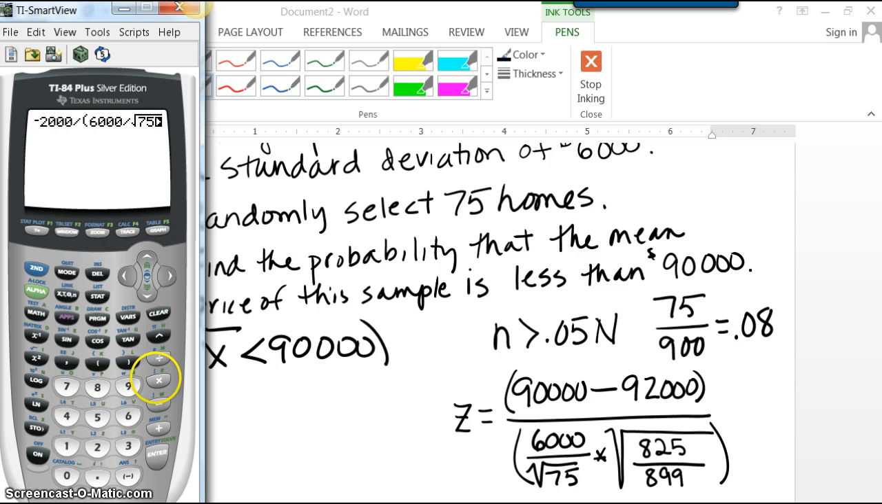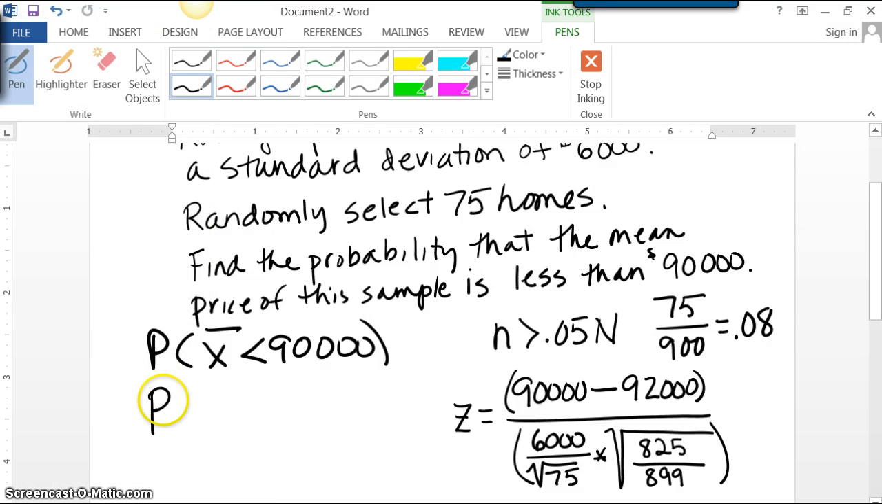And then hit the times key. Whoops, on this calculator I have to hit the right arrow to stop the square root. Then hit the times key, and then square root 825 divided by 899. I have to hit this right arrow key to get this to stop doing the square root on this one. And then end your parenthesis, and then enter. The z is negative 3.01.